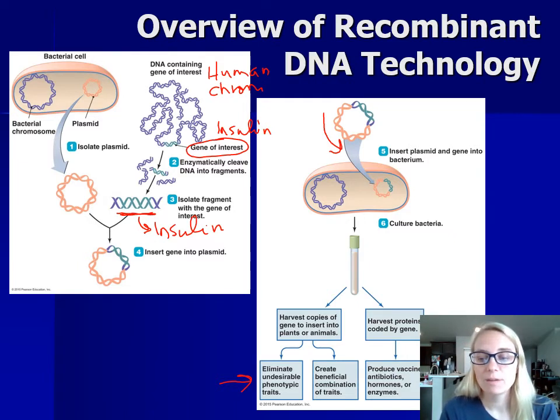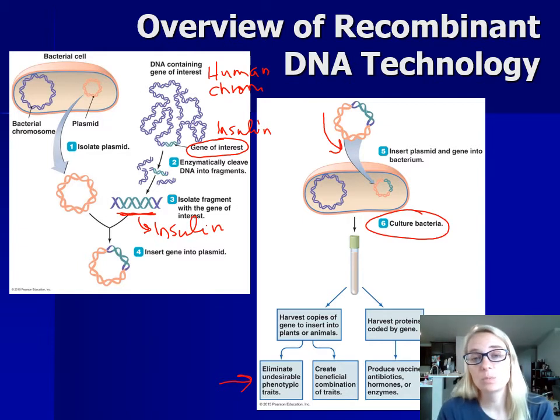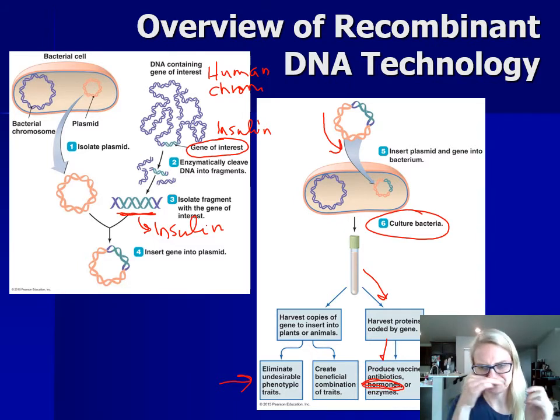So now we have a bacteria that we can grow in test tubes that has the ability to produce human insulin. And so we grow it, and that would be kind of going down this path. Harvest proteins coded for by the genes, which would be insulin, the hormone. Okay. So that's one way that we could do recombinant DNA technology, is producing a product that could be used by humans. Other examples of this, eliminating undesirable phenotypic traits.